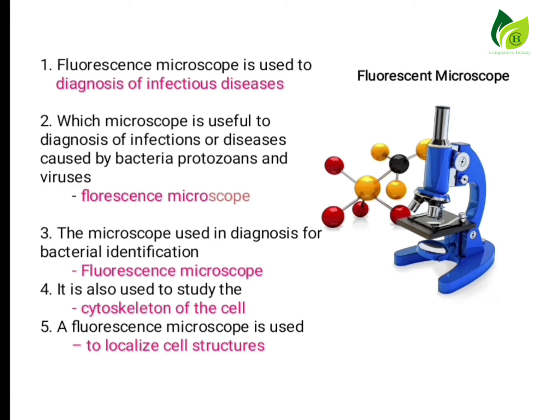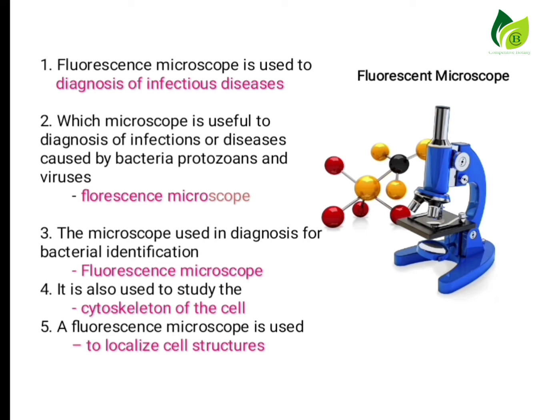Next question: which microscope is useful for diagnosis of infections or diseases caused by bacteria, protozoans and viruses? The answer is the fluorescence microscope. Next question: the microscope used in diagnosis for bacterial identification is? The answer is the fluorescence microscope. Next, the fluorescent microscope is also used to study the cytoskeleton of the cells. Next, the fluorescence microscope is used to localize cell structures.